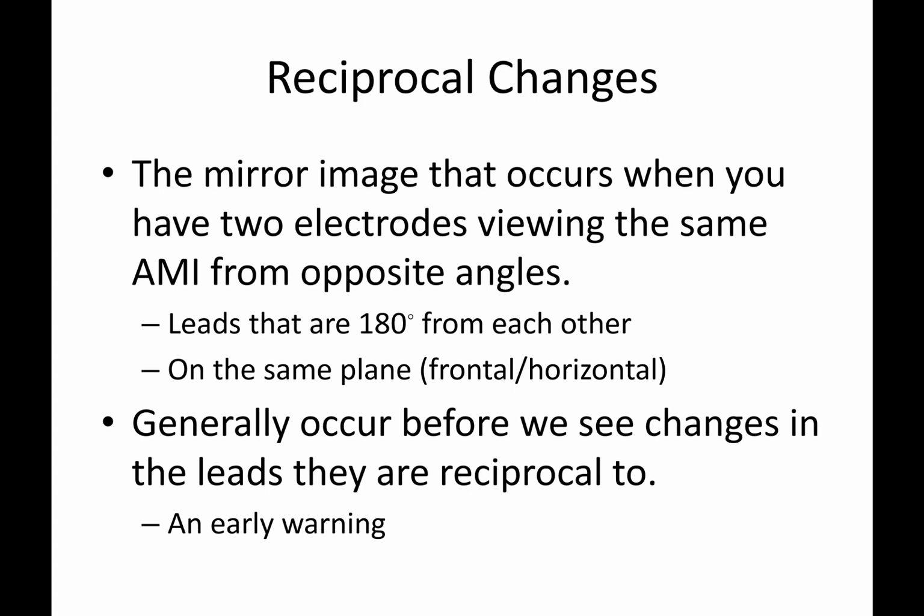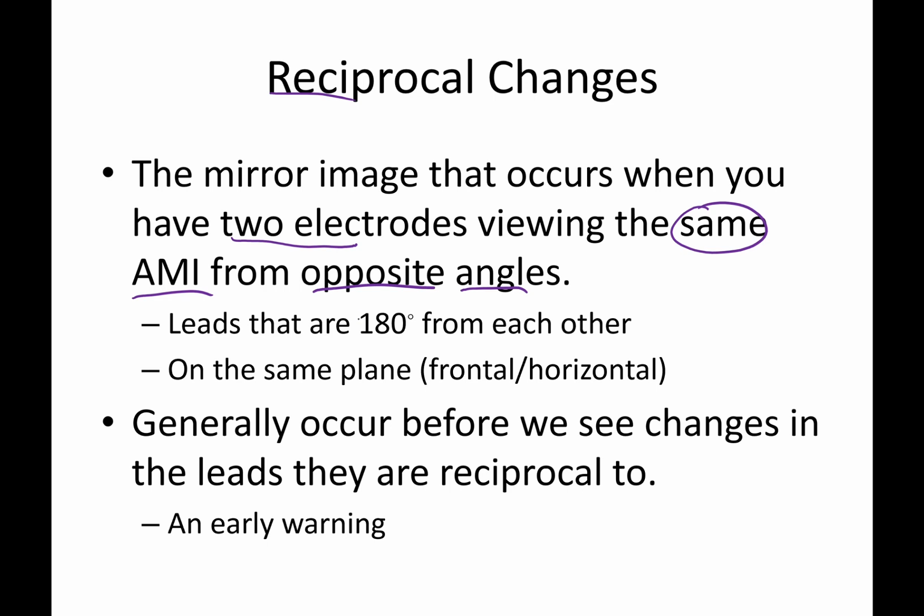So the idea of a reciprocal change is that if you have two electrodes looking at the same MI from opposite angles, you should see basically the other side of the coin, so to speak.